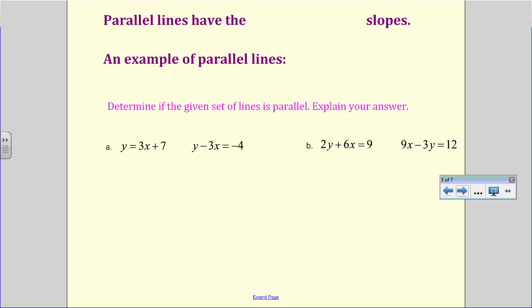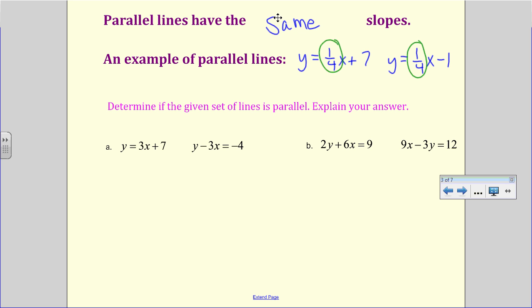Parallel lines have the same slopes. They may ask you guys a little bit about parallel lines today, if not today, then tomorrow. An example of parallel lines would be y equals 1/4 x plus 7 and y equals 1/4 x minus 1. They have to have the same slope, so the only thing I'm focused in on is that 1/4.